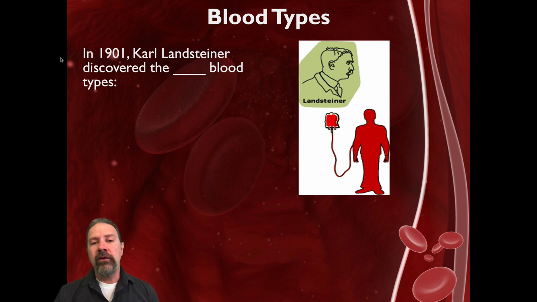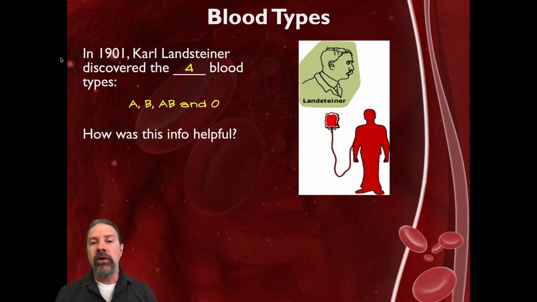Blood types were found in 1901 by a man named Dr. Karl Landsteiner. He found 4 blood types. Those blood types were A, B, AB, and O. Not a lot of information was known about blood types at the turn of this century.